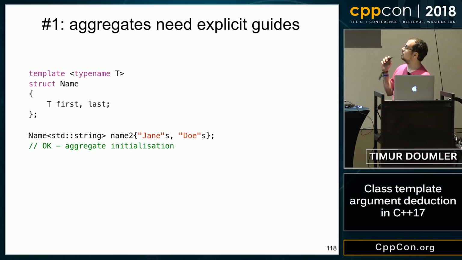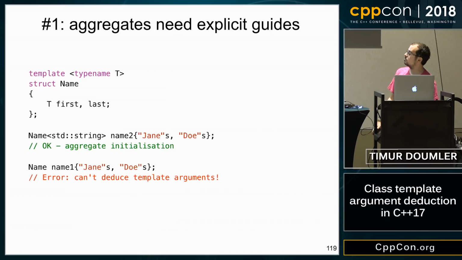Number 1, really annoying at the moment: aggregates always need explicit guides. So if you have an aggregate type, very simple, that just wraps two members, you instantiate it, you get aggregate initialization with these curlies, which is really nice. But you have to specify the template argument. If you omit that, it doesn't work.